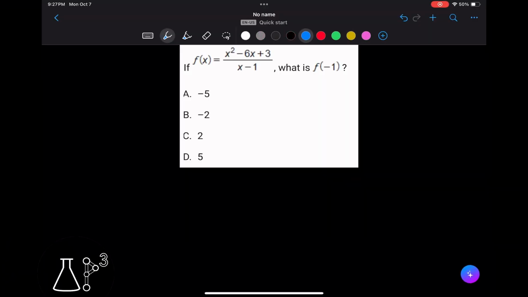Before I start anything, this is a Desmos question, so you can plug it in and get the answer. But before I do that, let's understand how to do it normally. If f of x equals x squared minus 6x plus 3, divided by x minus 1, what is f of negative 1? So let me rewrite the equation of f of x. We're given that f of x equals x squared minus 6x plus 3, divided by x minus 1, and we're looking for the value when x is negative 1.